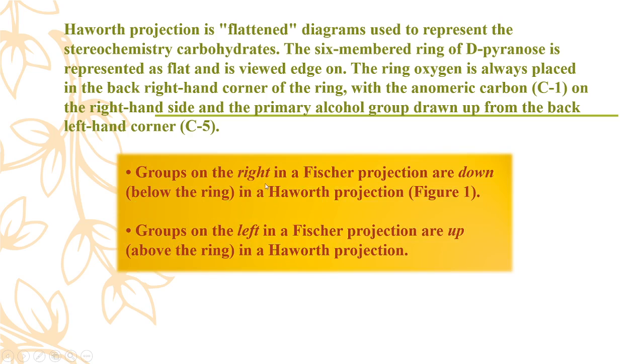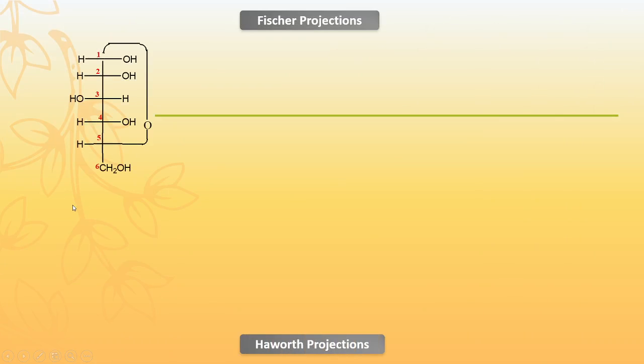And the groups on the right in the Fischer projection are drawn down in the Haworth projection. So if you look at the structure, the groups which are right in the Fischer projection are down in the Haworth projection, and the groups on the left in the Fischer projection are up in the Haworth projection. So here are some molecules which we write in the Fischer projection as well as the Haworth projection.